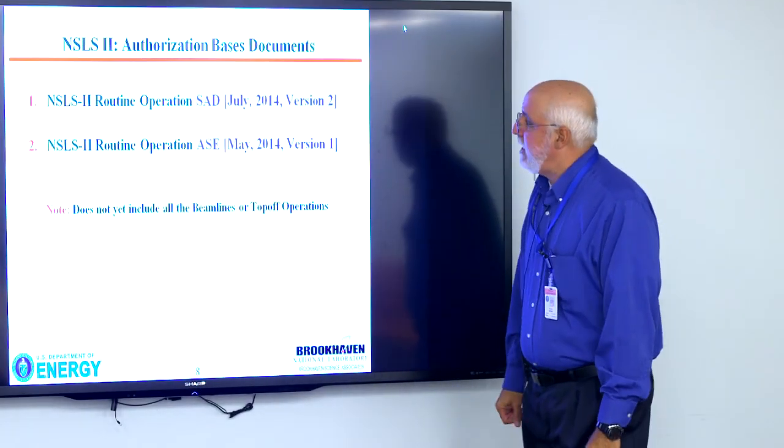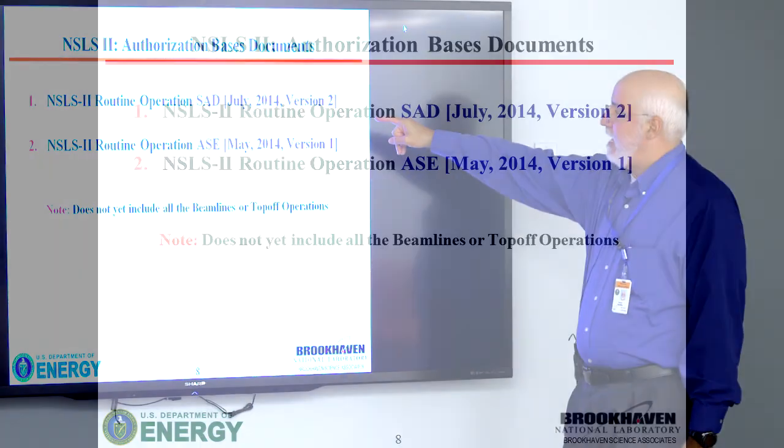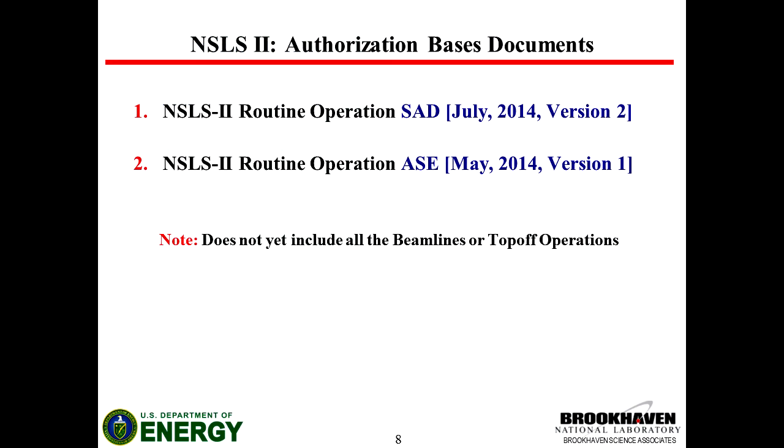Specifically concerning the SAD, we have version 2, which was issued in July, and our ACE was recently issued, or version 1 was issued in May. So we have these two authorization basis documents, which we're going to touch on. In the future, they will continue to be revised, because right now they don't include all the beam lines or top-off operations. Steve, you want to say something about that? Let me speak briefly on that.